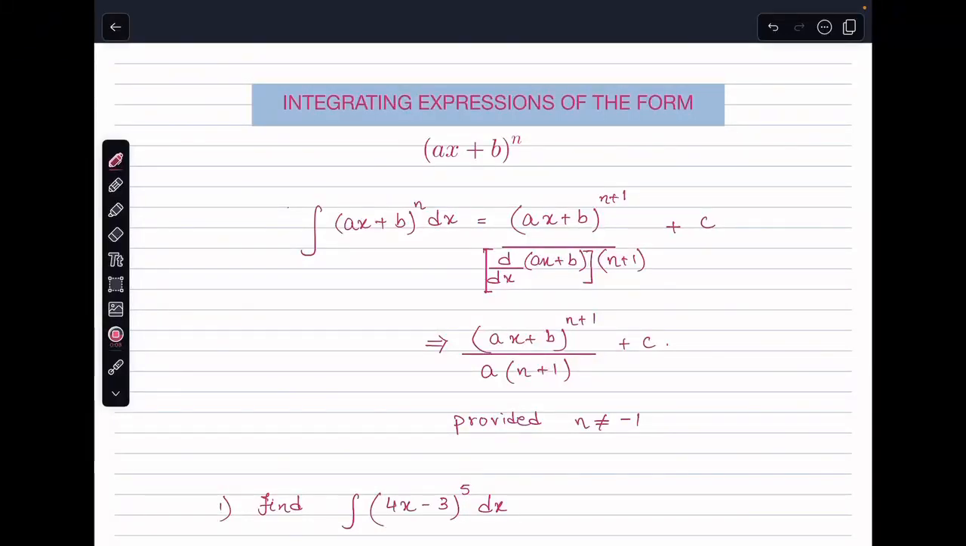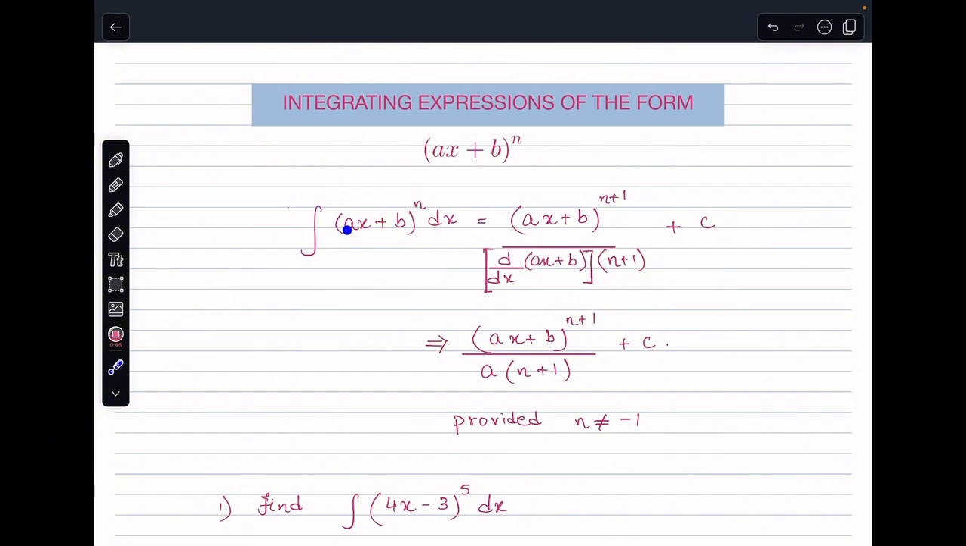This lesson is about integration of expressions of the form (ax + b) to the power n, meaning we are given the linear expression ax + b, which is linear as x has the power 1, and then this linear expression is raised to any high power, which can be n here. So let's see how we can integrate the linear expression raised to the power n.